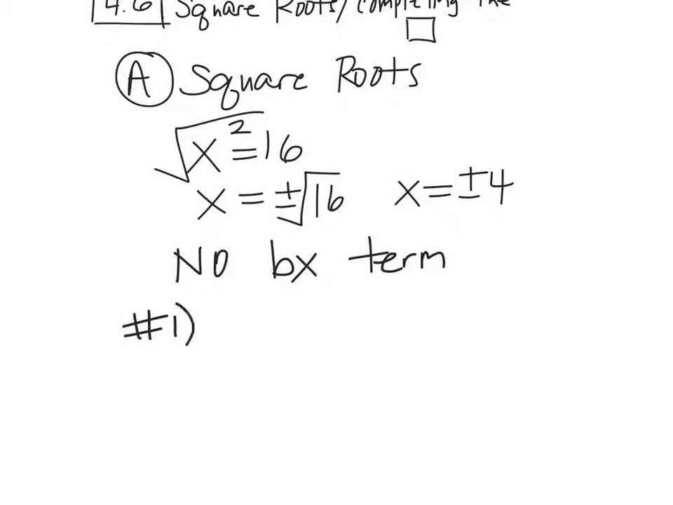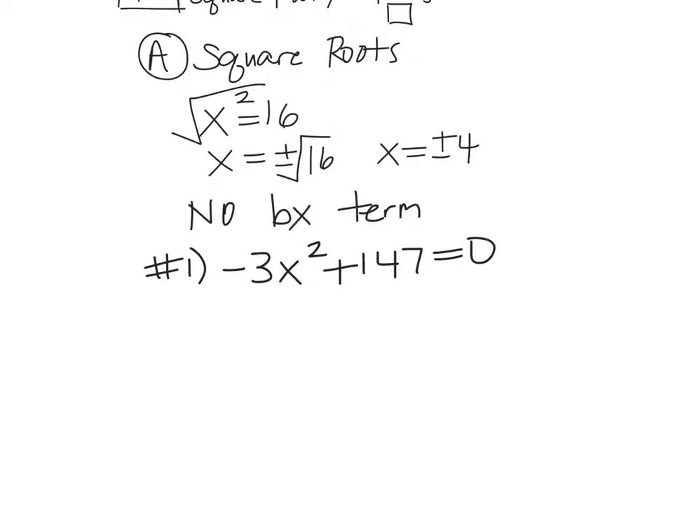Number 1. Let's do that one from last night. -3x squared plus 147 equals 0. And so when you solved this last night, you may have solved by factoring, because 147 is divisible by 3. Maybe you factored out a -3. Okay, we're not going to do it that way today. Today we're going to solve by finding square roots.